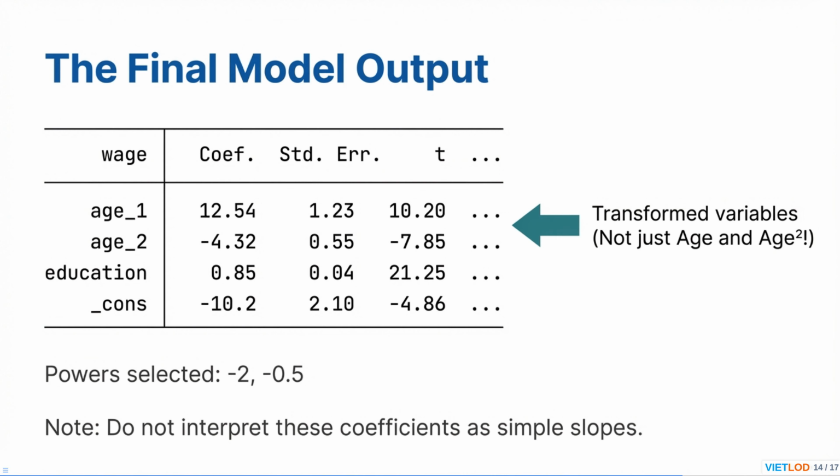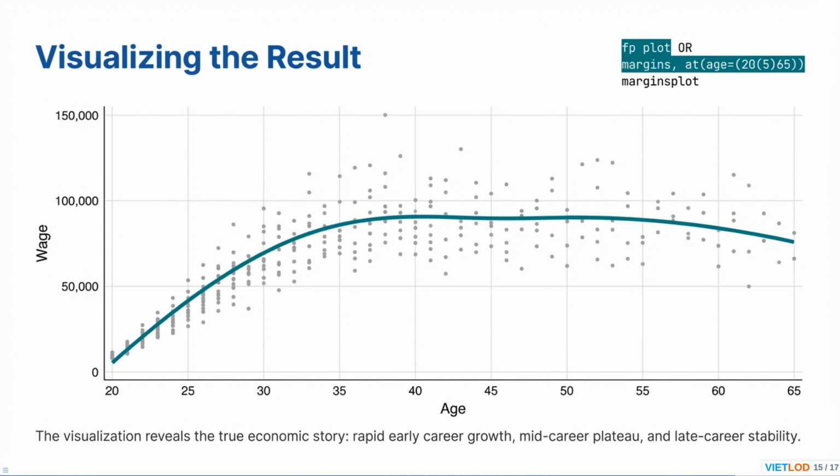After the automated selection process, Stata presents the final regression results, as you see here. The output now includes variables like age 1 and age 2. These are the new, transformed variables that Stata created based on the chosen fractional polynomial powers. Specifically, age 1 corresponds to age raised to the power of -0.5, and age 2 corresponds to age raised to the power of -2. It's crucial to remember that these are not simply age and age squared.